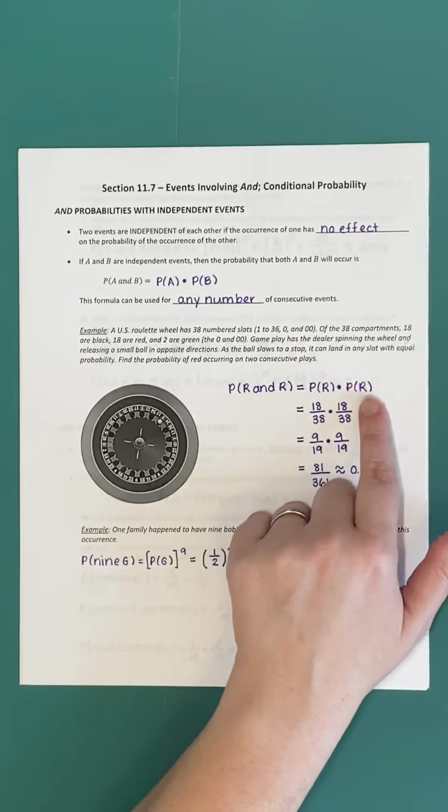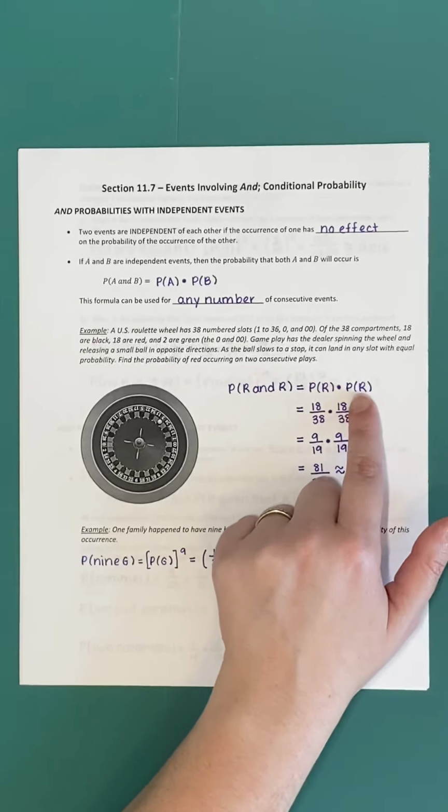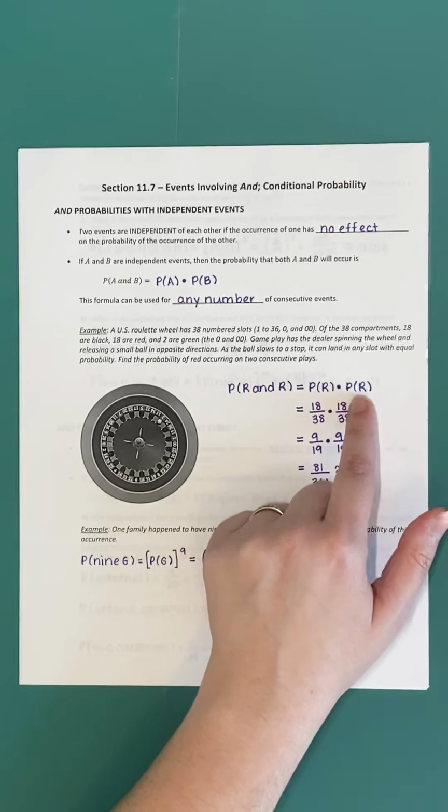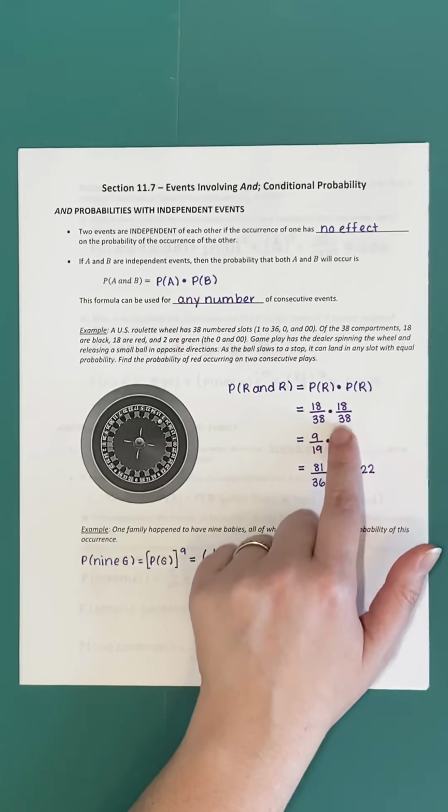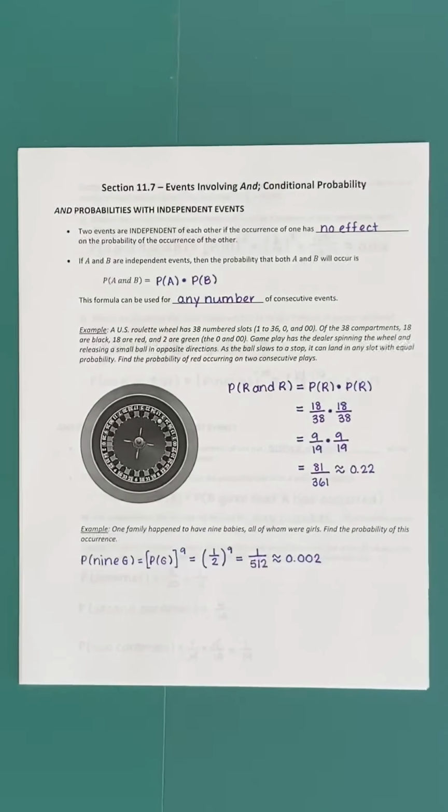Now the second red, remember, that's equally likely. The fact that we got the red the first time has nothing to do with whether or not we get a red the second time. So the second probability is also going to be 18 over 38. So we have 18 over 38 times 18 over 38. We're not adding the 2 fractions together, we're multiplying them.